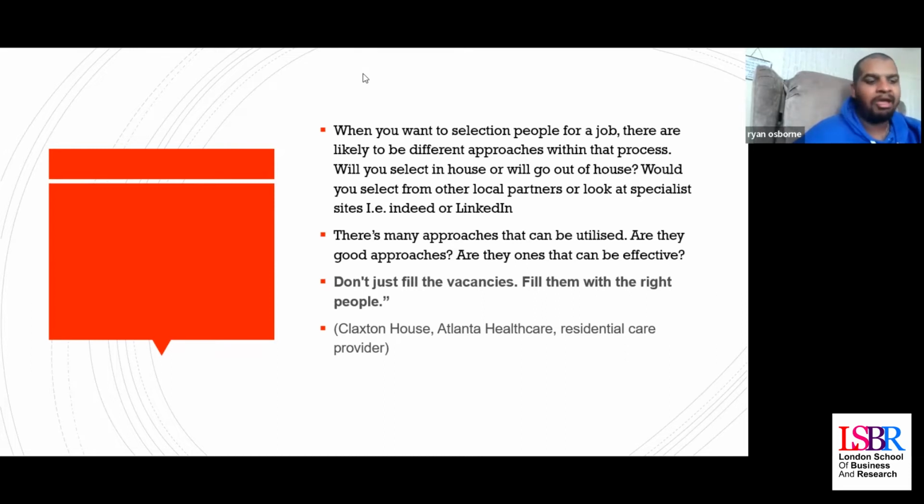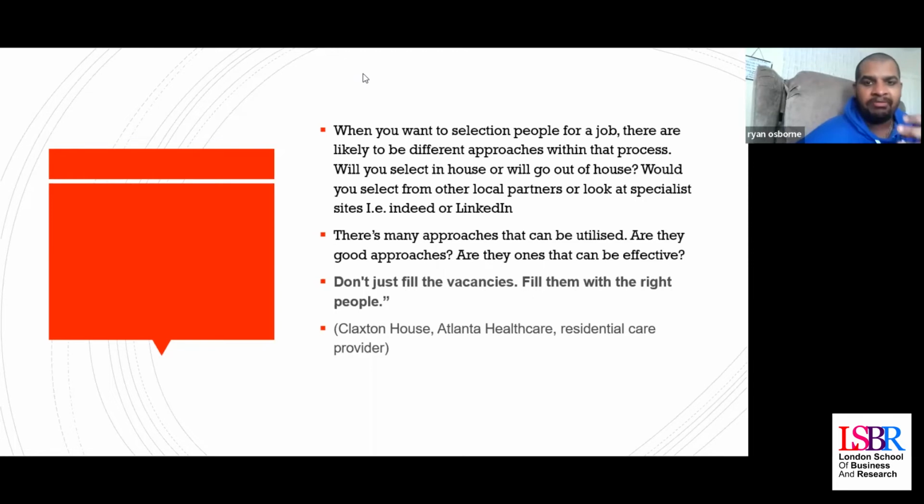Now, if you remember a couple of slides before, we were talking about the importance of screening people and making sure they are the right fit for the job. This statement is reaffirming what we said before about not just filling the vacancies, but always filling them with the right people. And that came from Claxton House of Atlanta Healthcare, a residential care provider.